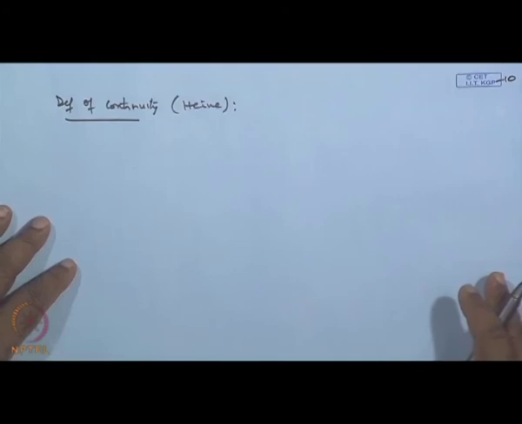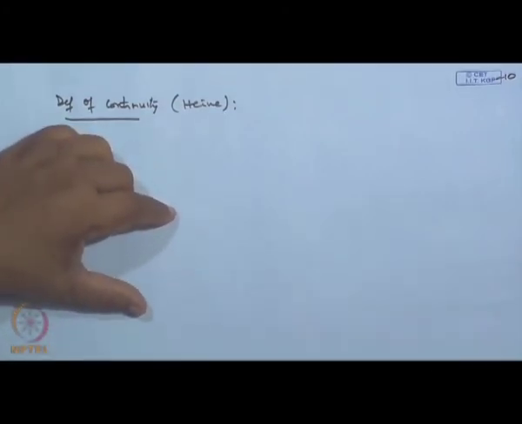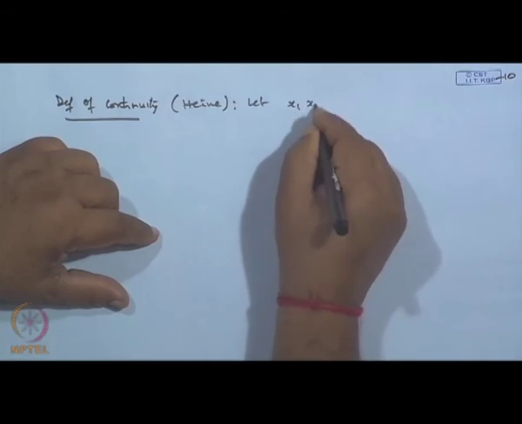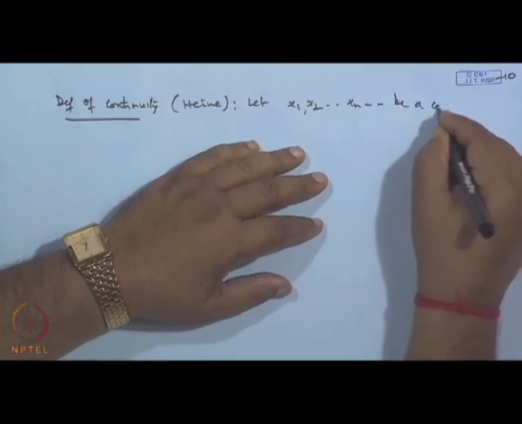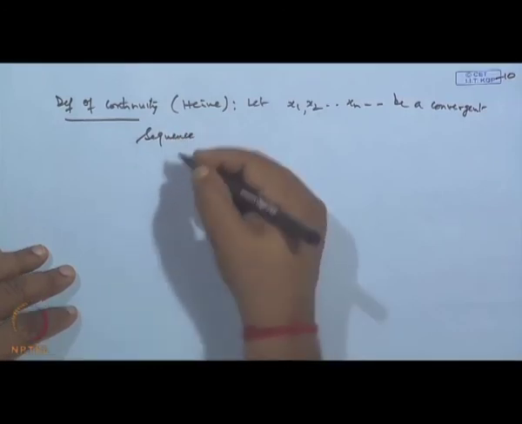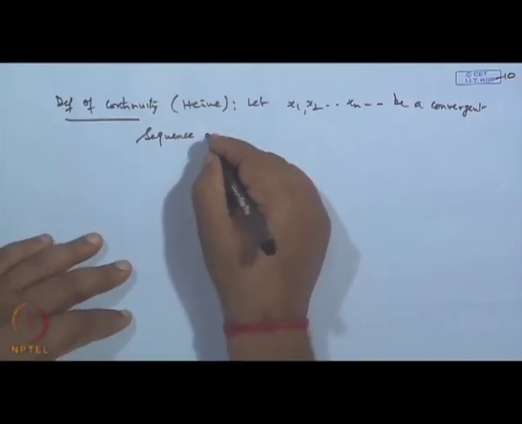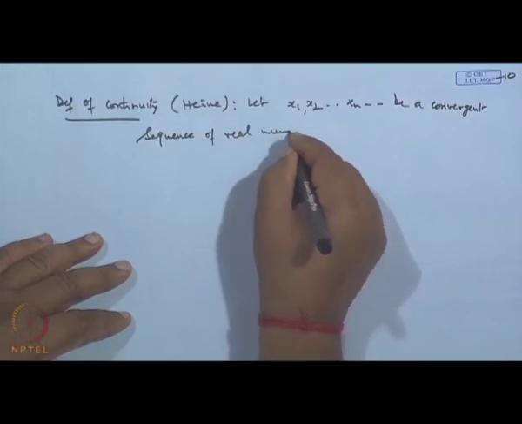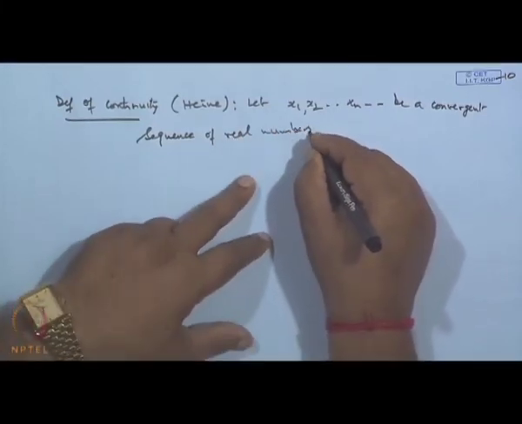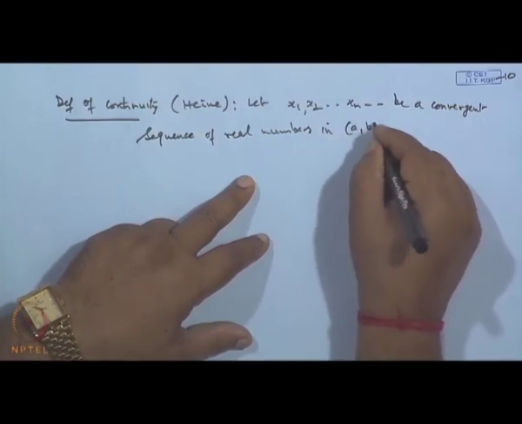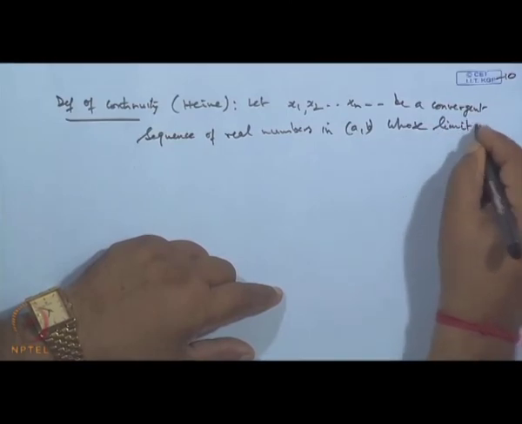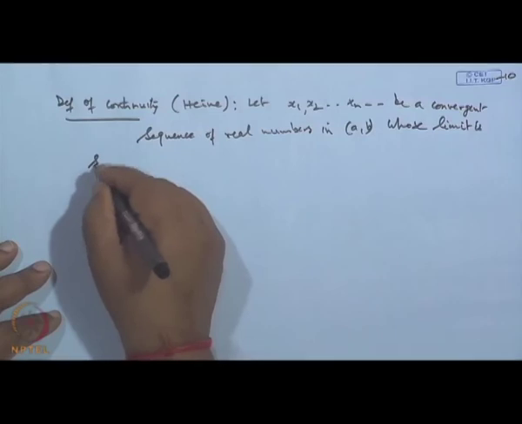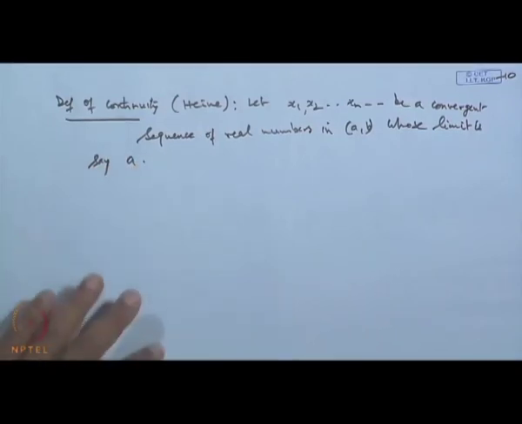This is given in terms of sequences. What he says is: let x1, x2, ..., xn be a convergent sequence of real numbers, or points on the real line in the given interval [a, b], whose limit is, say, a.